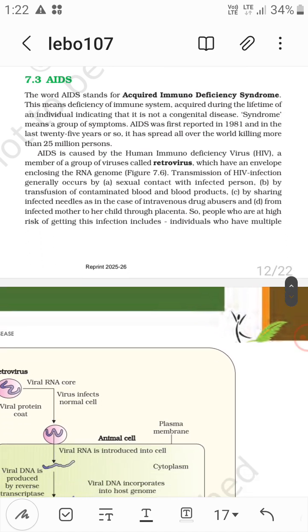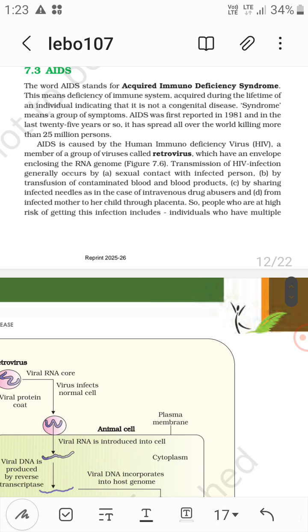It is caused by the human immunodeficiency virus, HIV, a member of a group of viruses called retrovirus, which have an envelope enclosing the RNA genome. Transmission of HIV infection generally occurs by sexual contact with an infected person, or by transfusion of contaminated blood and blood products, by sharing infected needles as in the case of intravenous drug abusers, and from an infected mother to her child through the placenta.